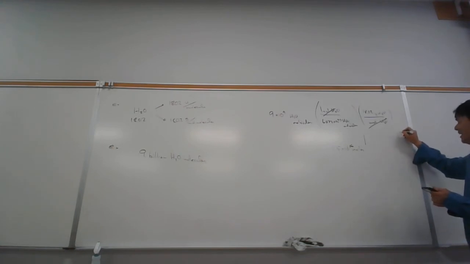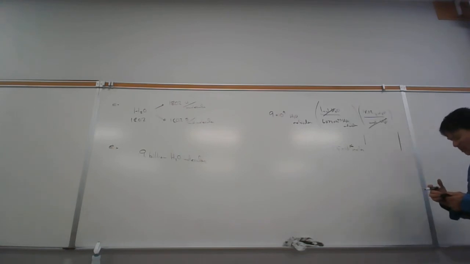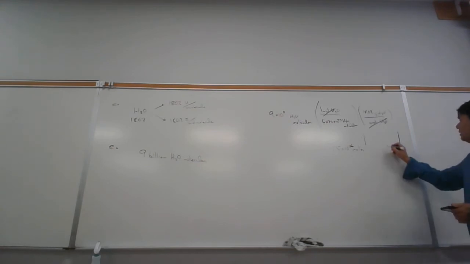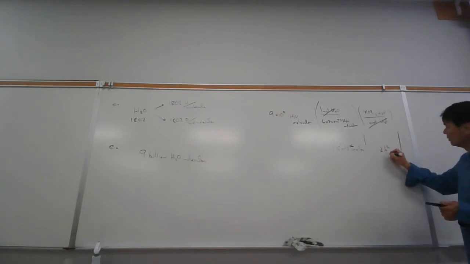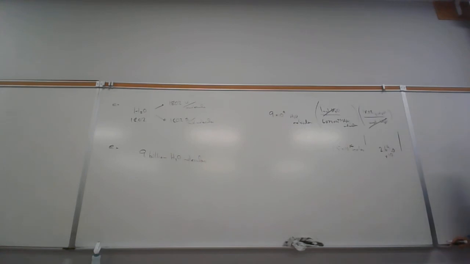And I get how many? 3, 6, 9, 12, 13. What did you get? 2.69 times 10 to the minus 13. Yeah, okay. 2.69 times 10 to the minus 13, which is 26.9 times 10 to the minus 12 grams.